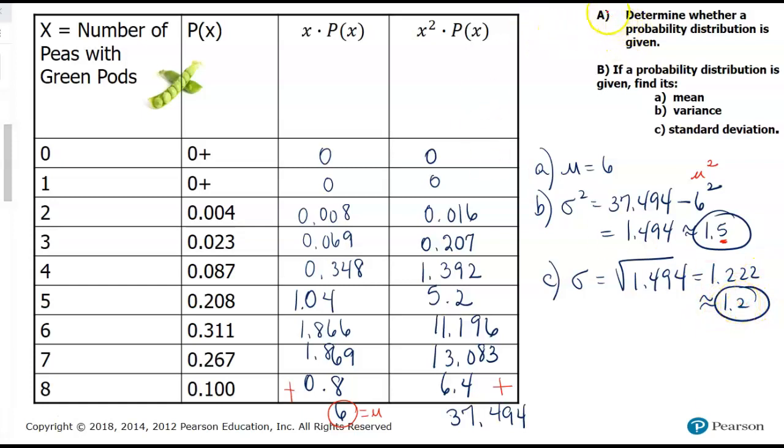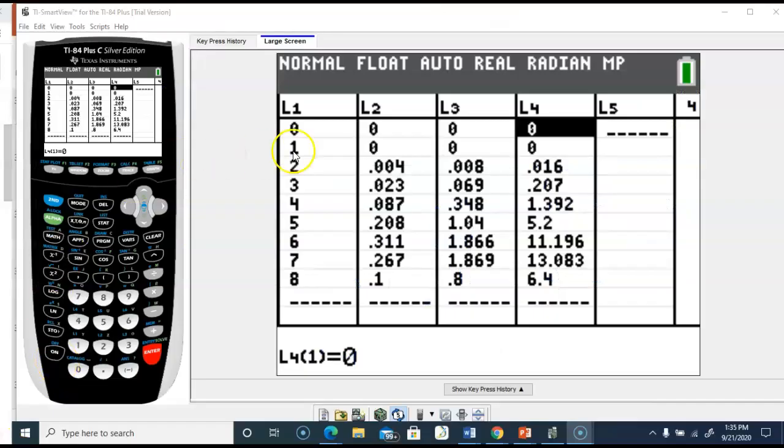One thing I failed to mention, determining whether it is a probability distribution. If we look at this, if we add all these up, it adds up to 1. Everything is between 0 and 1, and these are numeric, so it does satisfy all those requirements. I wanted to go back through this with the calculator one more time, just so we don't have any further confusion. Okay, so here we are over at the edit screen on the graphing calculator.